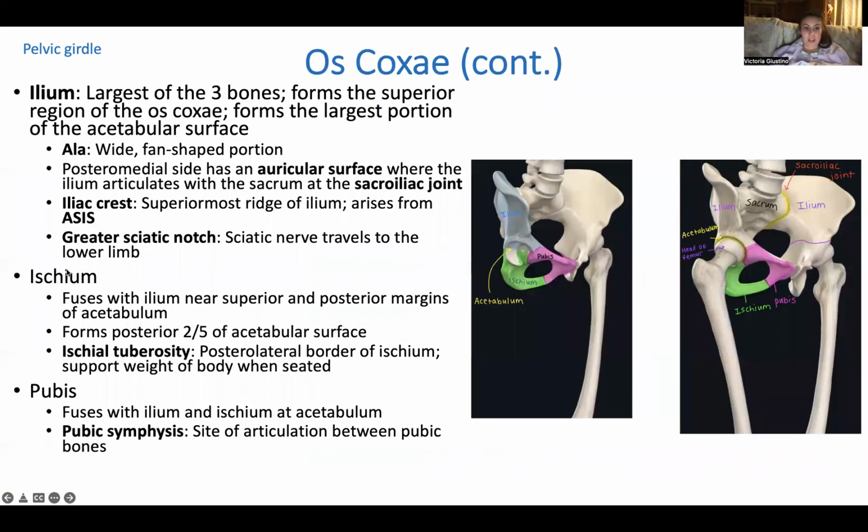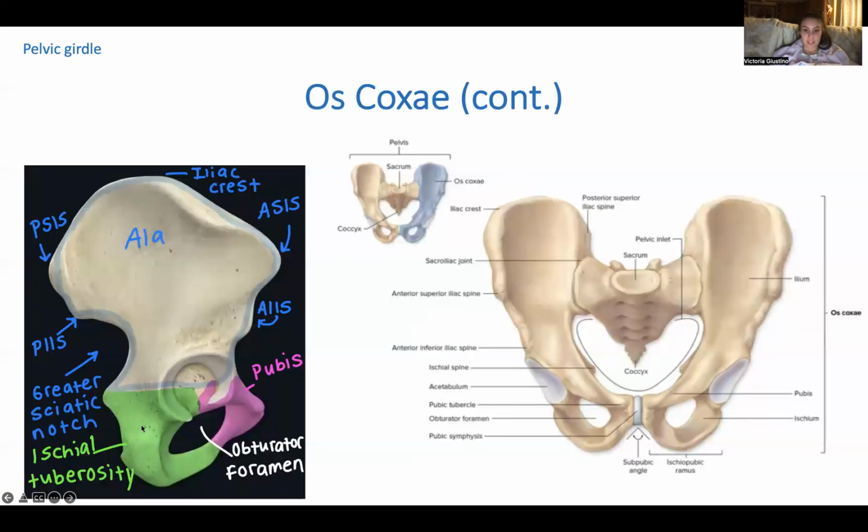All right, so now moving on to the ischium. So the ischium is going to be forming the posterior lateral border. Oh, I'm sorry. The ischium forms most of the posterior portion, also the inferior portion, which you can see that clearly, I think, here.